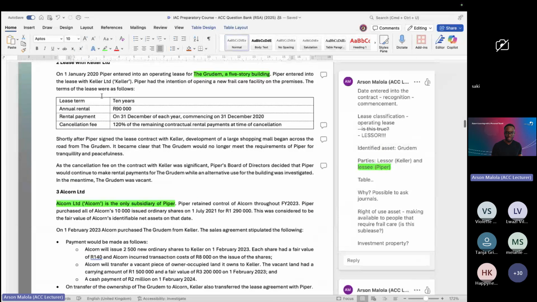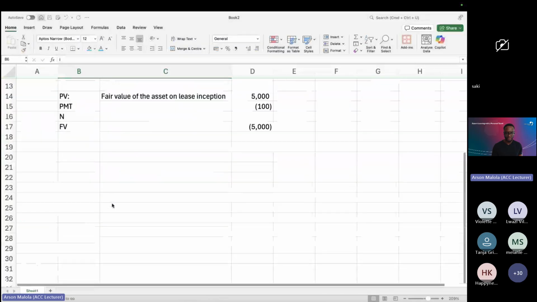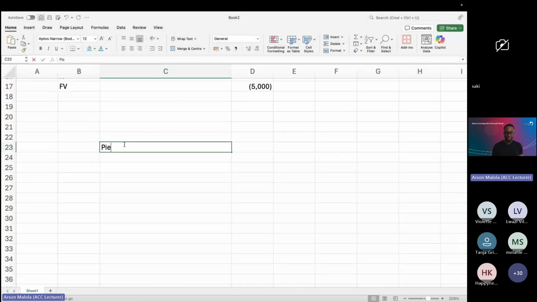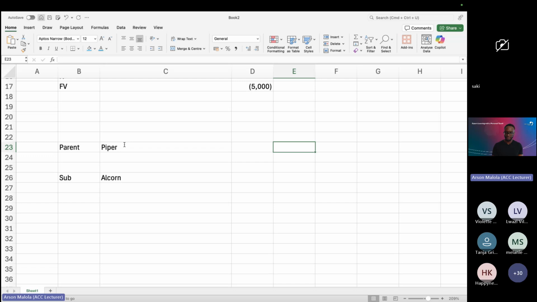Sorry, let me just go back up here again. So Piper is a lessee here. So actually put this on Excel, it's making me dizzy again. Okay, so we have Piper, who's the parent. And then we've got a sub, Alcon. And then we've got an external property, Keller.